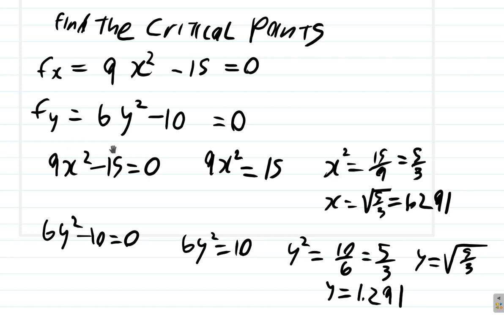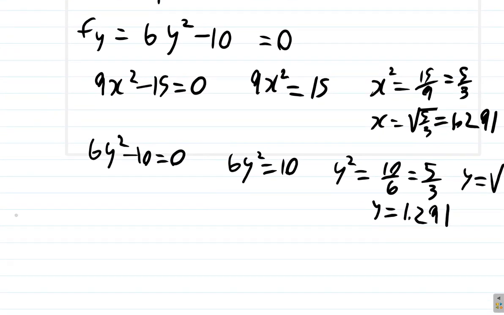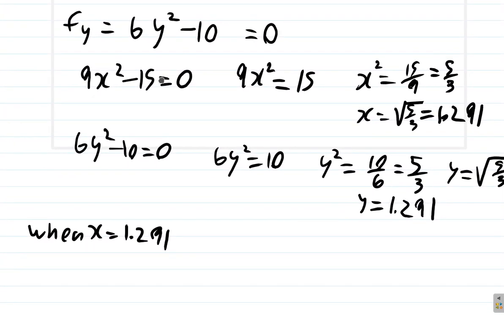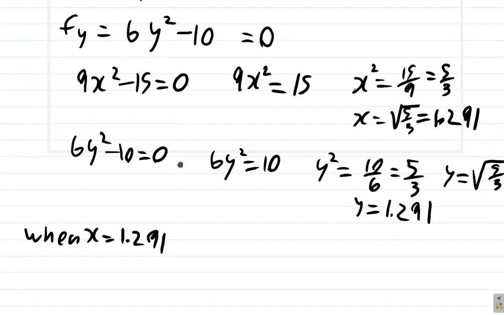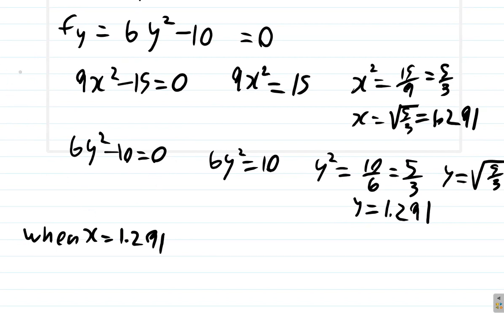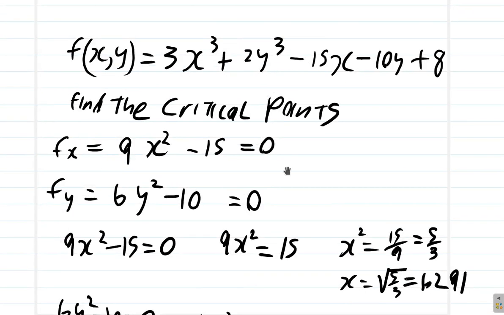Now, what we can say is that when x is 1.291, we have x equal 1.291 and y also equal to 1.291. Those would be the critical points. Alright?